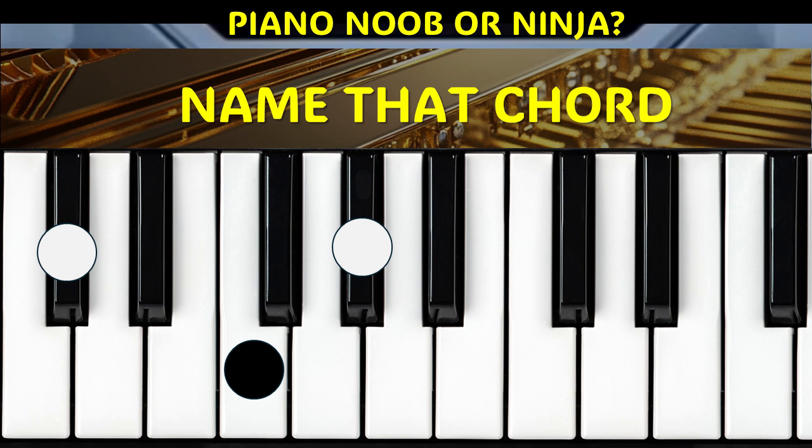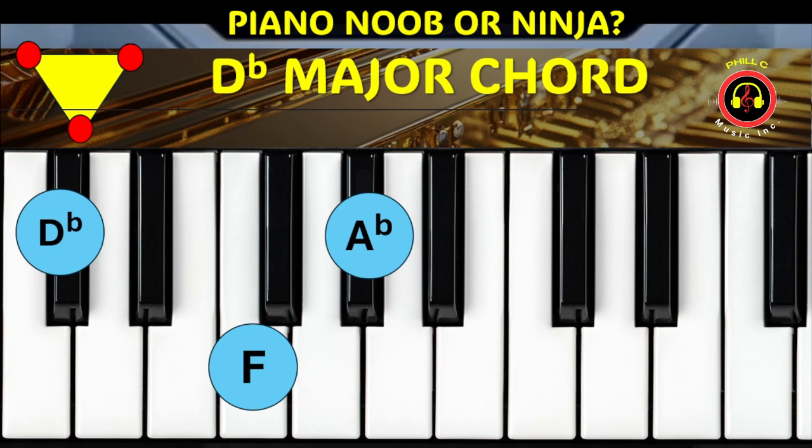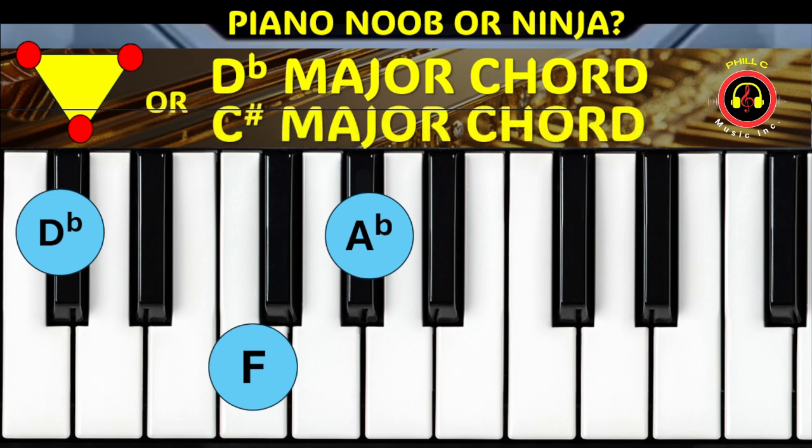All right, my friends, I'm guessing that you figured it out. The answer to this first one is D flat major chord. But wait, it could also be C sharp major. Yes, that's right. Again, take a look. D flat could also be called C sharp, and that's why. We'll talk about that later on, but let's jump into the next one.